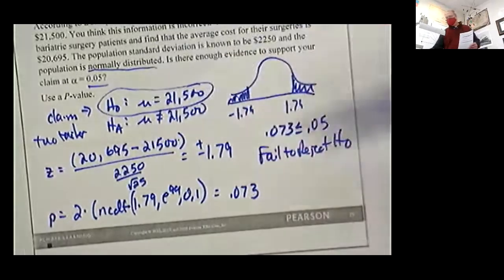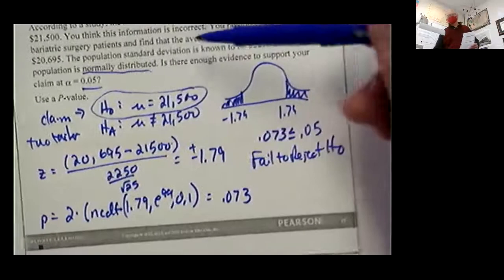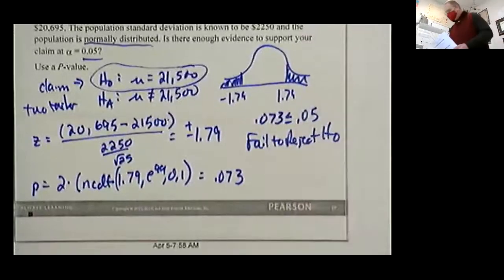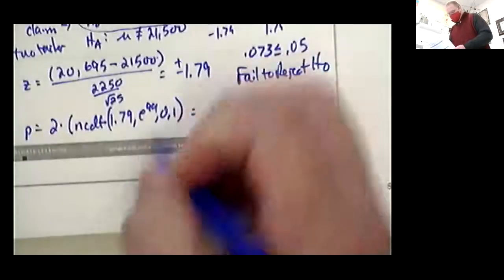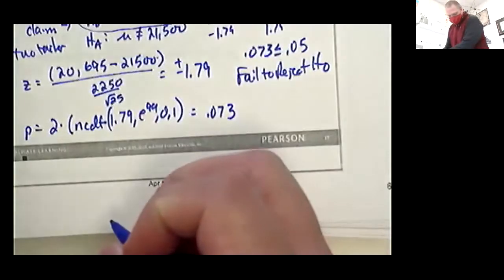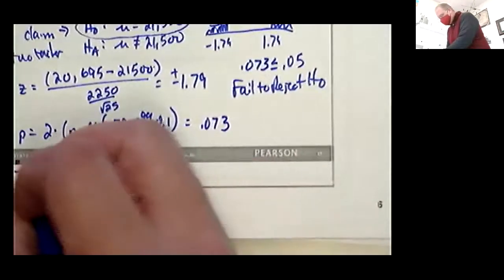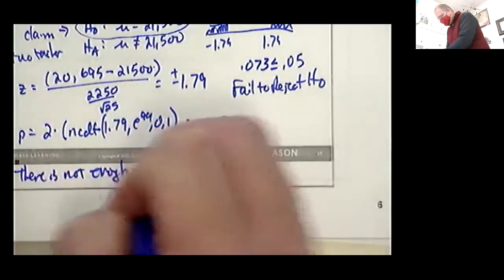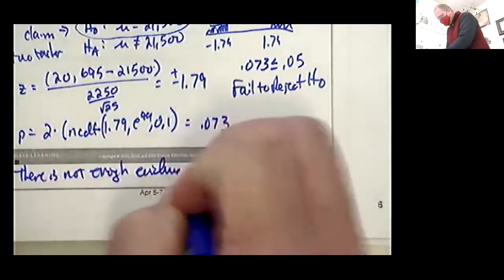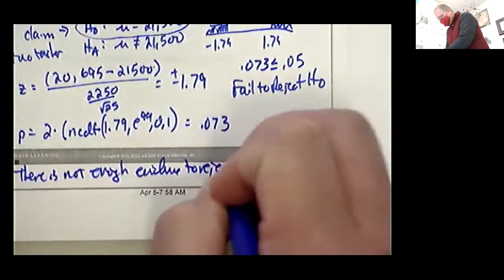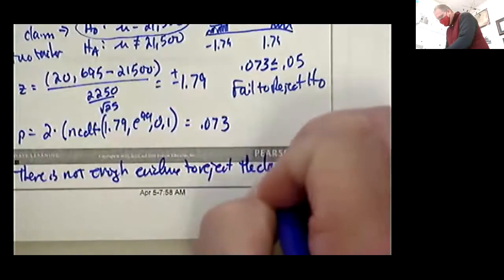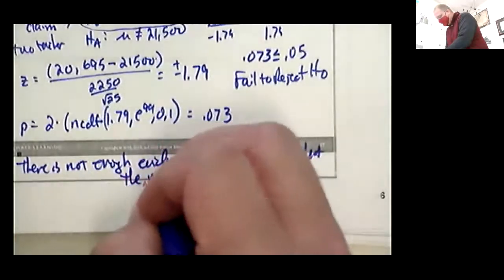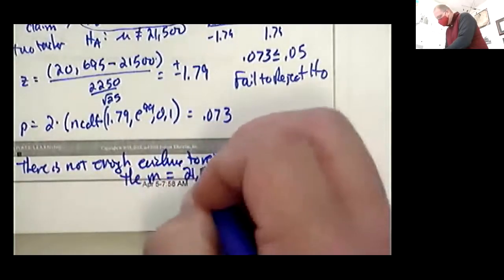And again, because our claim is the null, we're going to use the word reject instead of support when we write our answer. So our answer is going to go something like this. There is not enough evidence to reject the claim that the mean bariatric surgery cost is equal to 21,500.